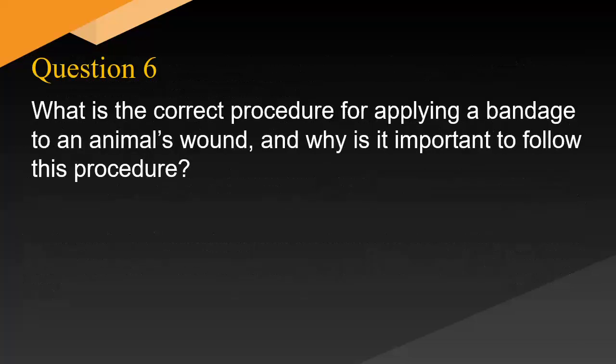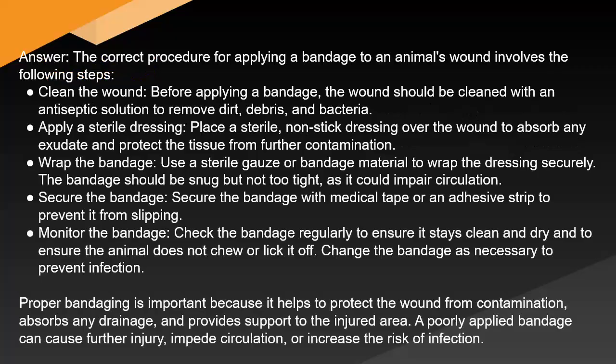What is the correct procedure for applying a bandage to an animal's wound, and why is it important to follow this procedure? Answer: The correct procedure for applying a bandage to an animal's wound involves the following steps. Clean the wound before applying a bandage. The wound should be cleaned with an antiseptic solution to remove dirt, debris, and bacteria. Apply a sterile dressing. Place the sterile, non-stick dressing over the wound to absorb any exudate and protect the tissue from further contamination.